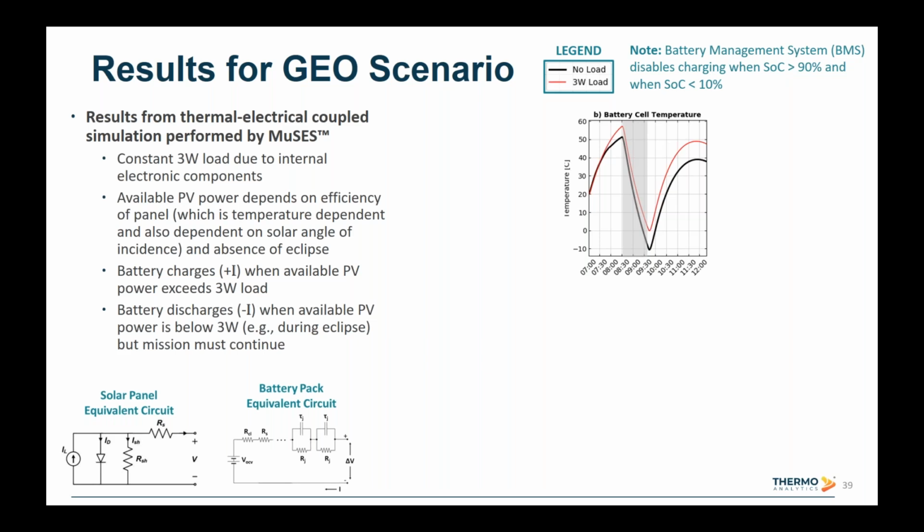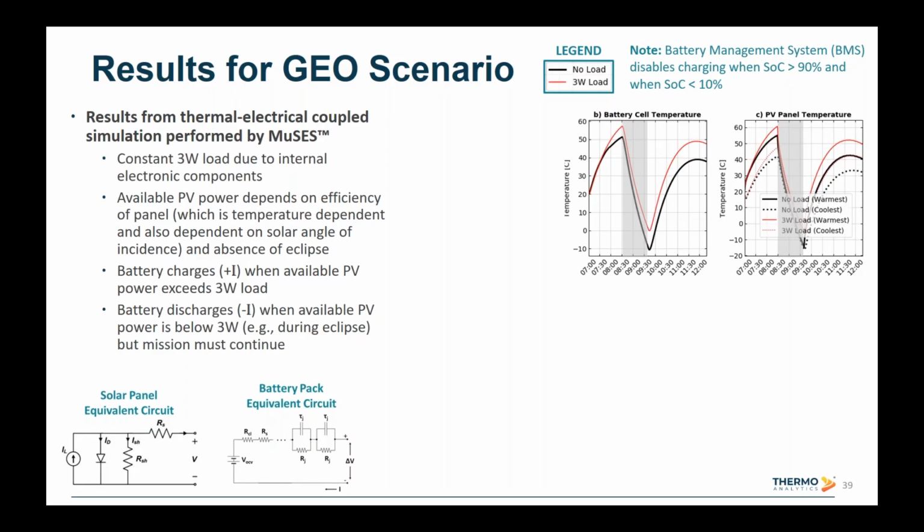So again, starting with battery cell temperature, we see the temperature warming up, then cooling down once the eclipse happens, and then warming up again. There is, in this case, no thermal control or management systems like battery heaters or anything like that. That can be simulated with MuSES. We left that out to create a baseline case here for what it would do without many of those systems in place.